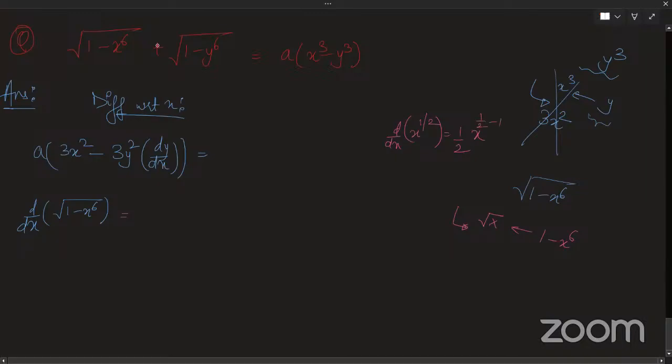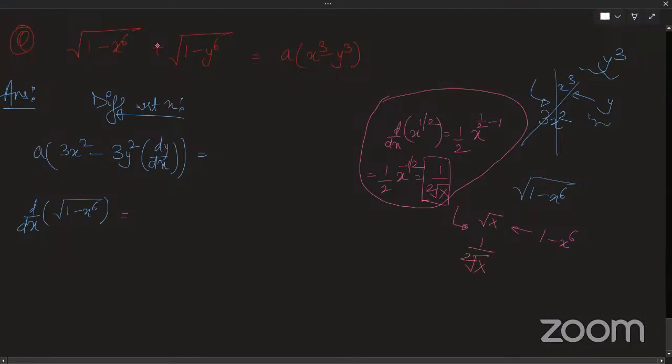Yes, sir. Half minus 1 is minus half. So it is half into x raised to minus half, right? So it is 1 by 2 root x. Fine. Yes, sir. It is 1 divided by 2 root x.